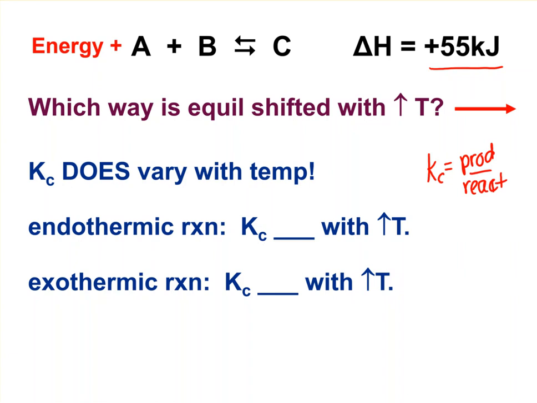So in this case, we had an endothermic reaction. Energy was a reactant, so adding heat caused it to shift to the right, which would give us more products, which means that Kc would go up. And in an exothermic reaction, of course, energy would be a product and it would shift to the left, which would be more reactants, and so Kc would get smaller.